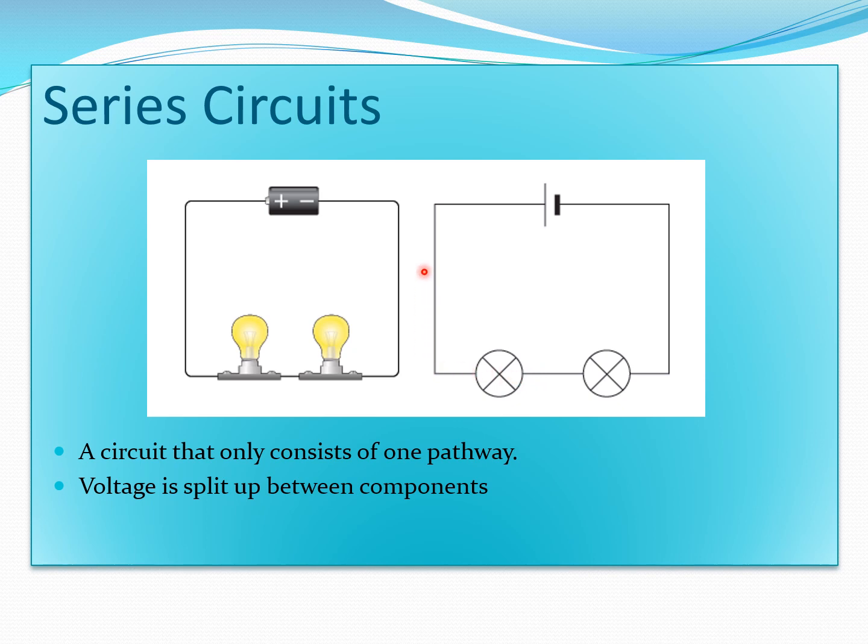They pass through both the bulbs, then they come back in the other end of the battery, out the start, and repeat that over and over again. There's only one way between them. However, the voltage, that is the energy that's pushing them, is split up between the components.